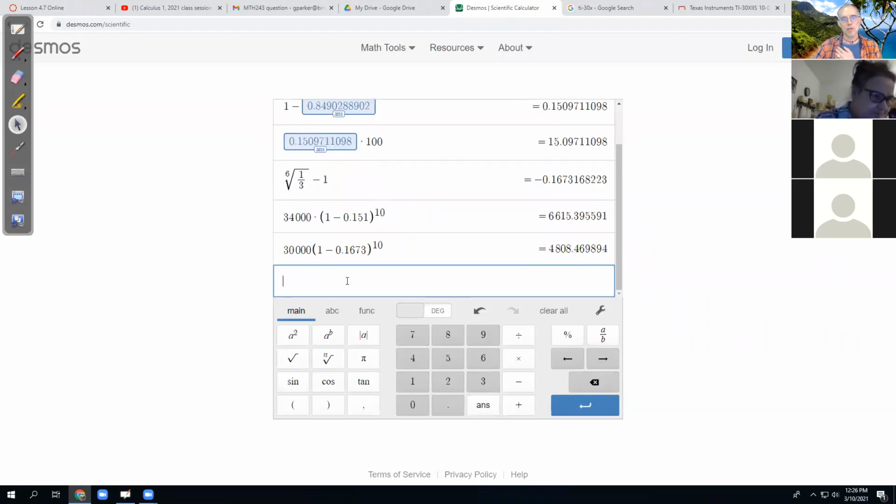4808.47. Yeah, so I found for my car, 34,000 depreciating at about 15% per year, my car is only going to be worth $6,615.40 after 10 years. Brenda's car, starting at 30,000, depreciating at almost 17% per year, would be only worth $4,808.47. Oh yeah, round to the nearest dollar, and I did get 4808. Yep, 4808. That's right.